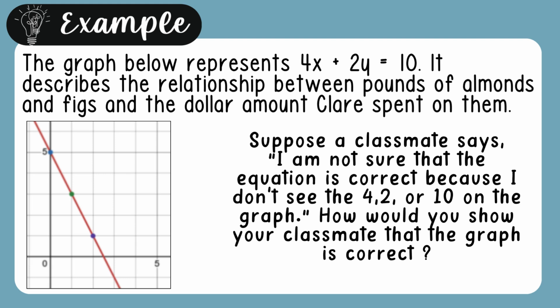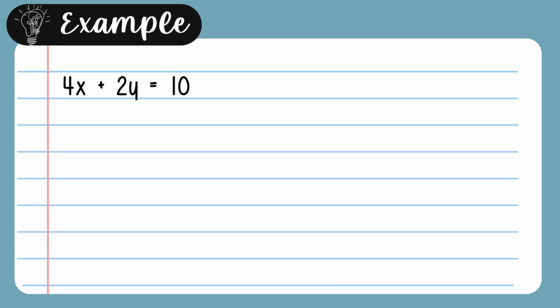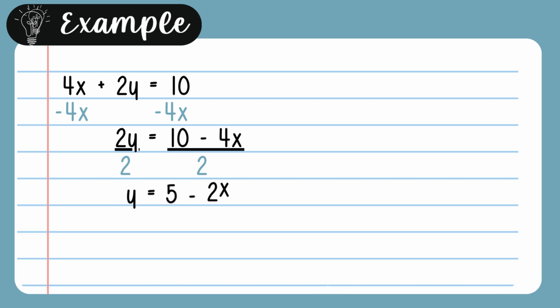So let's take this equation and we'll put it in slope-intercept form to see if we can find those numbers on the graph. To put this in slope-intercept form, we're going to solve for y. So let's start by subtracting 4x from both sides. If we do that, we'll end up with 2y equals 10 minus 4x. And now we'll divide everything by 2 to get y by itself. So we end up with y equals 5 minus 2x.